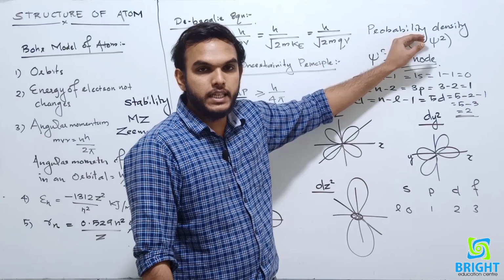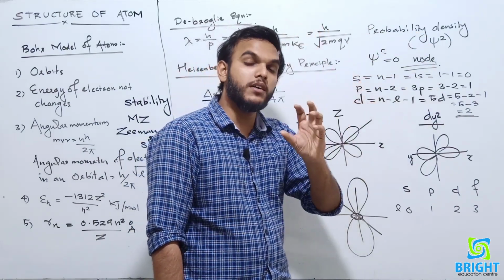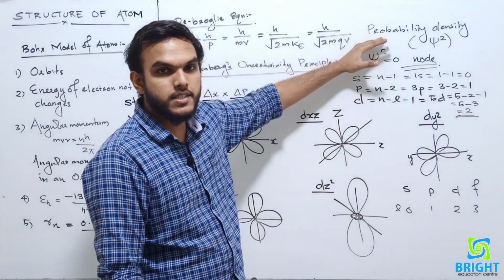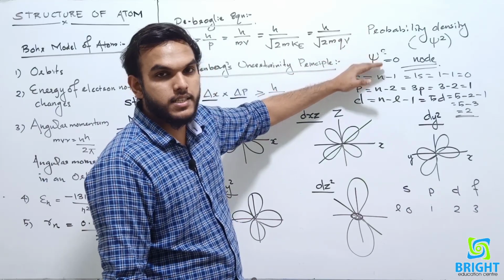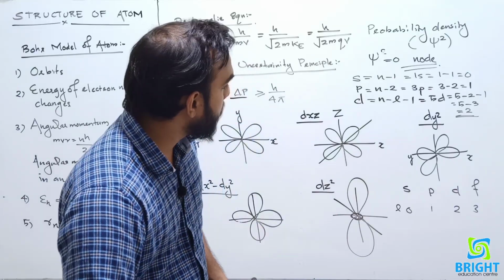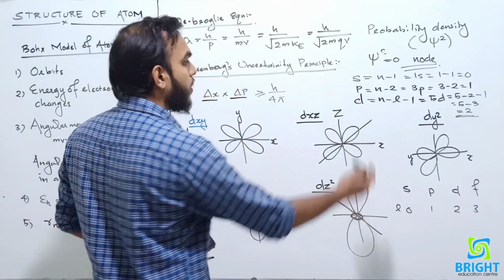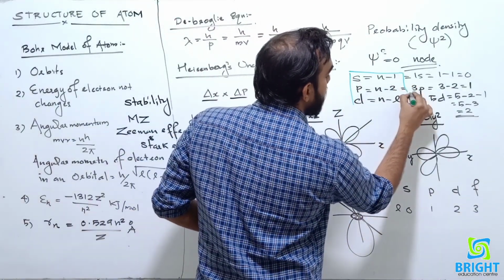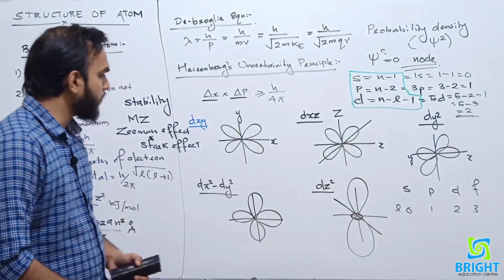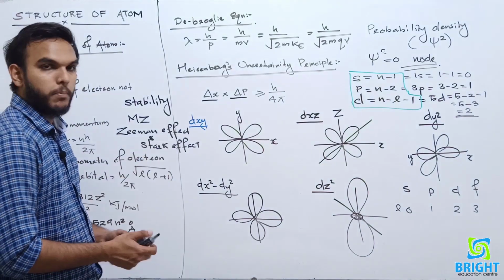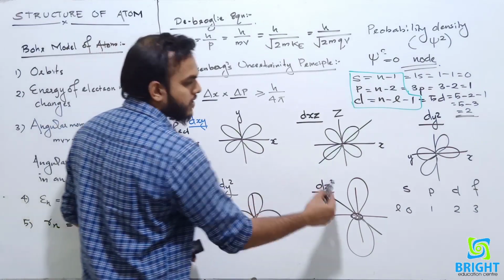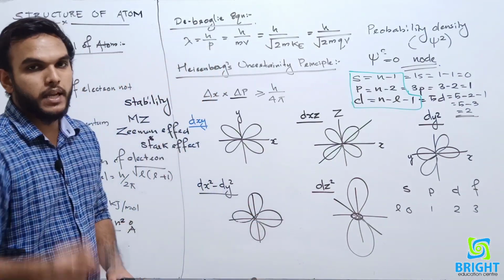So what is meant by probability density? The maximum tendency or the probability of finding electrons in an orbital is known as the probability density. The point at which the probability density is equal to zero is known as a node. The number of nodes in an s orbital is equal to n minus 1. In a p orbital it is n minus 2. In a d orbital it is n minus l minus 1. This is a method to find the number of nodes. If that's clear, then these are the basic figures of the d orbitals. We have 5 orbitals: dxy, dxz, dyz, dx square minus y square, and dz square. Is that clear? Quantum mechanics we explained in the last video.